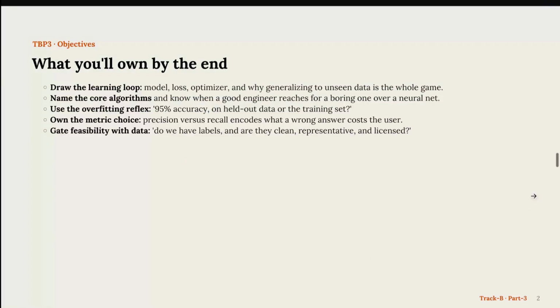And at the end of this session, we are going to look at what a learning loop looks like, where the model comes in, what the loss looks like, what an optimizer is, and why generalizing to unseen data is the whole game, because we might over-optimize the model for training data alone, but it has to generalize enough on unseen data so that it can predict correctly when it is put into production.